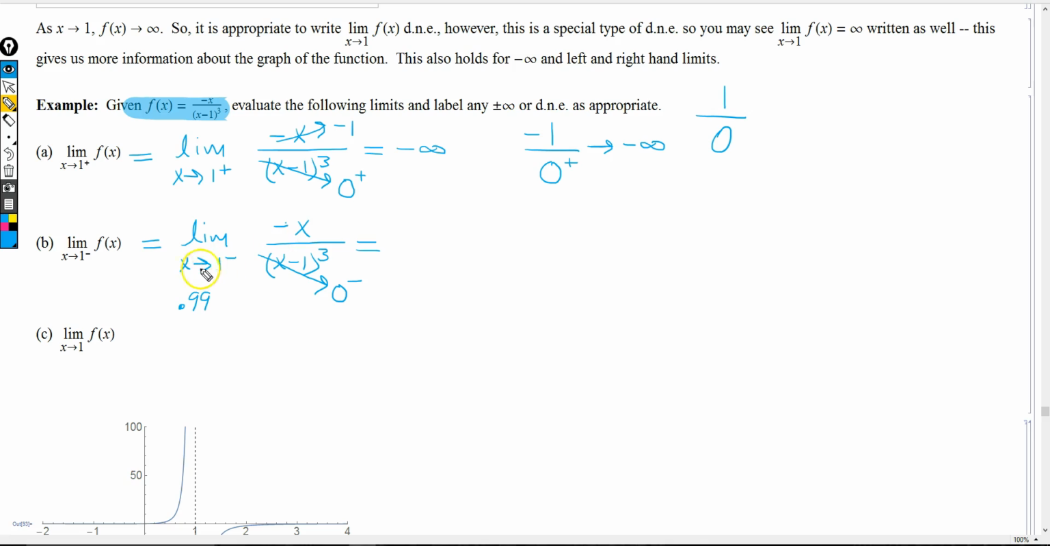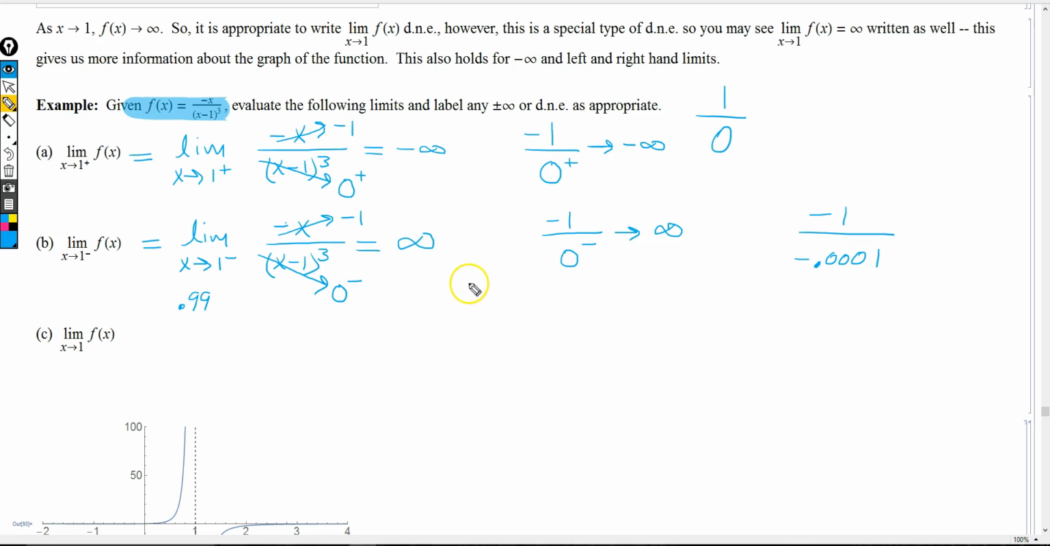Now as x is approaching 1, of course the numerator is still approaching negative 1. So what this is behaving like then is negative 1 divided by a small negative number. That's going to be approaching positive infinity, because when I take a negative number like negative 1 and divide by a small negative number, this is going to give me a very large positive number. So this limit is going to be positive infinity.